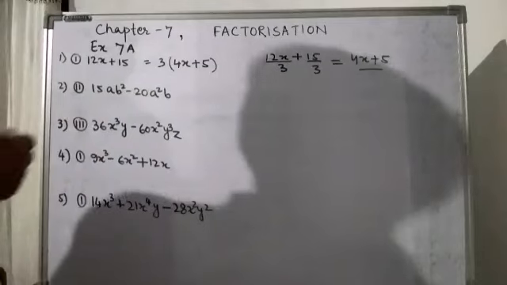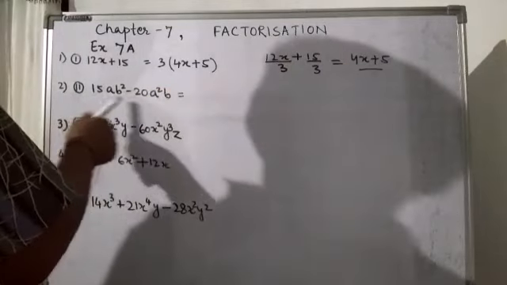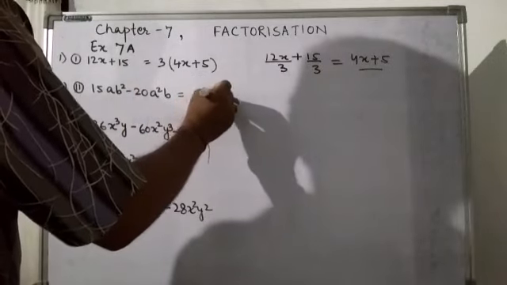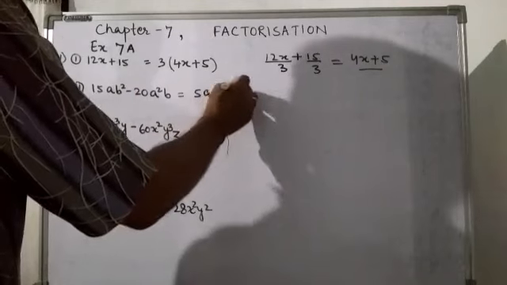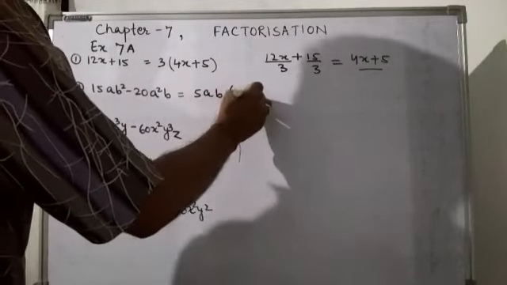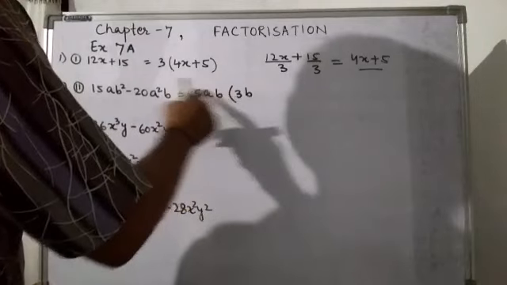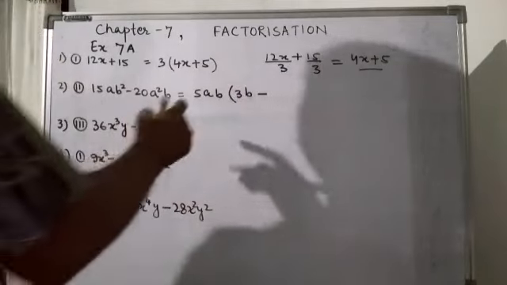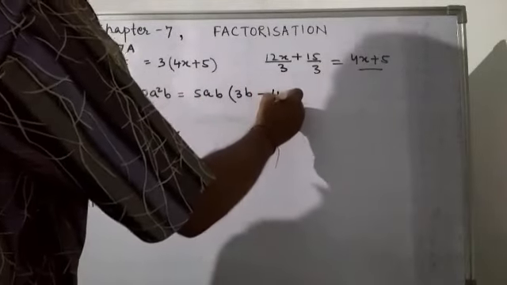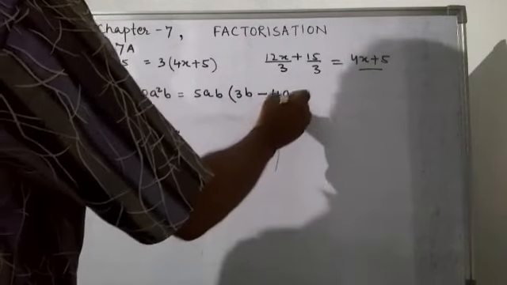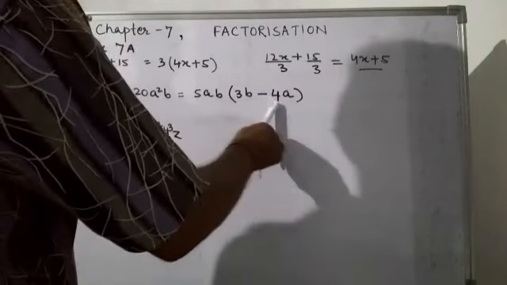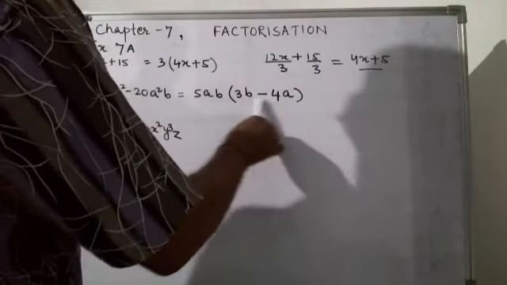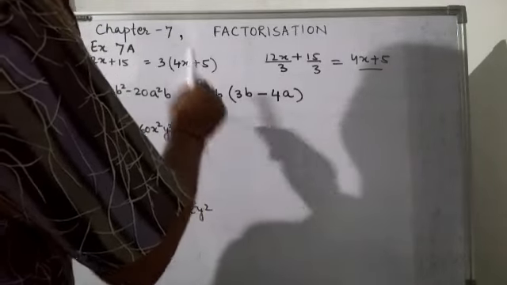So next question, again we have to find its highest common factor, that is 5ab multiplied by 3b, because 5 3s are 15ab square, minus 5 4s are 20, a square and b. Here is the remainder, here is the highest common factor.